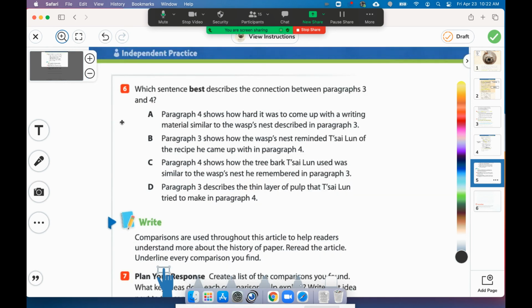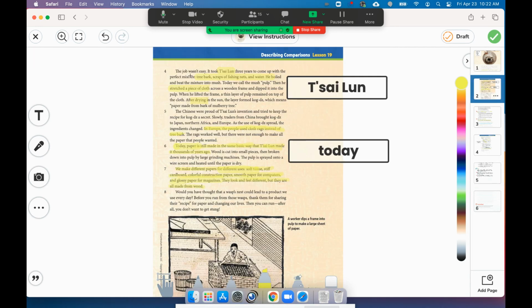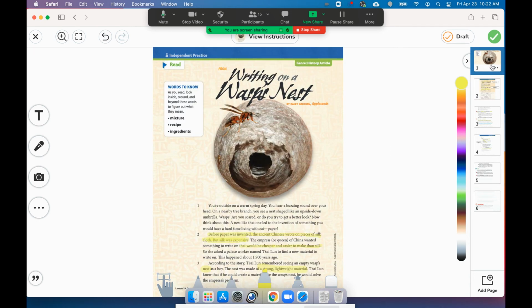It says, which sentence best describes the connections between paragraphs 3 and 4? I'm going to go back and reread those 2 paragraphs on page 2. Oh, one of them's on page 1.